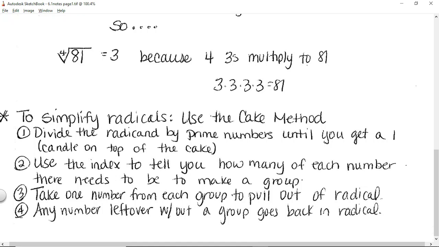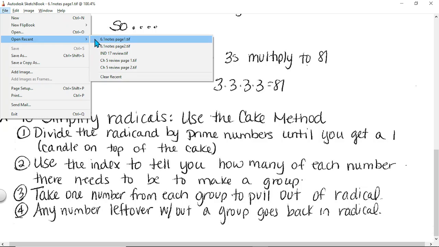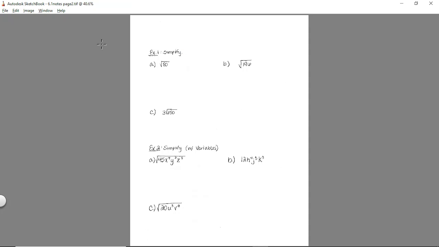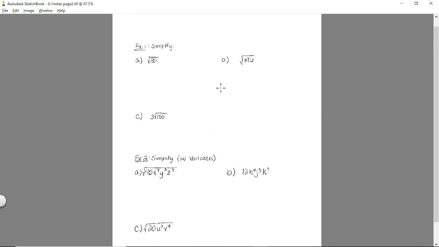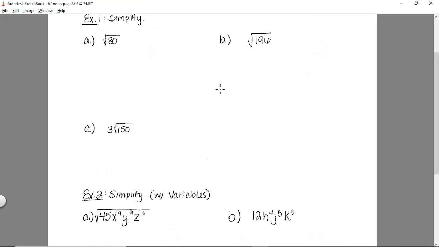And then you use the index to tell you how many of each number there needs to be to make a group. In the ones we did, it was always 2. We were always doing square roots, so the index was 2. Take one number from each group to pull out of the radical, and any number left over without a group goes back into the radical. Okay, so it'll make more sense when we look at some examples. So let's do that. So bring in the second page of notes, and we will do these problems.